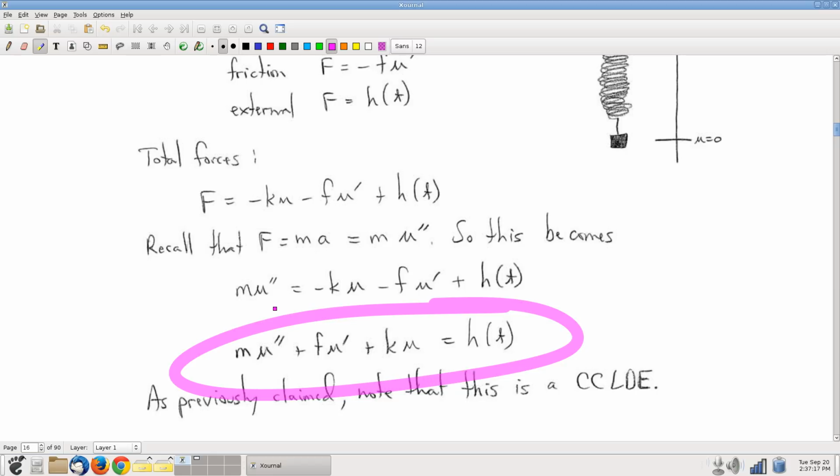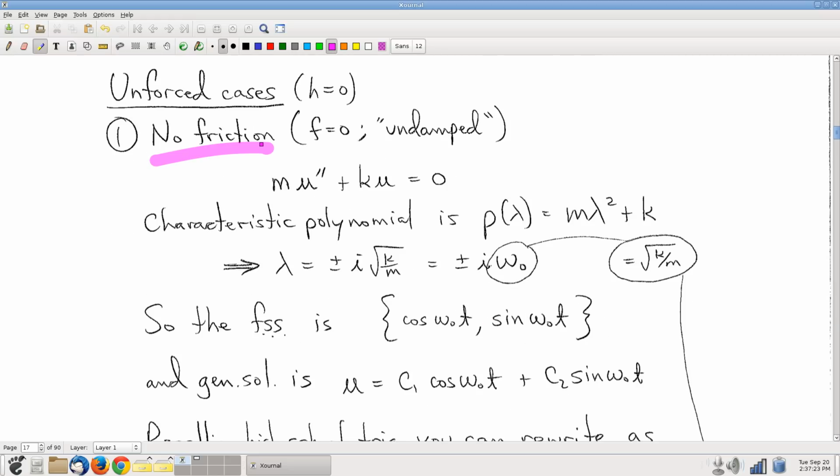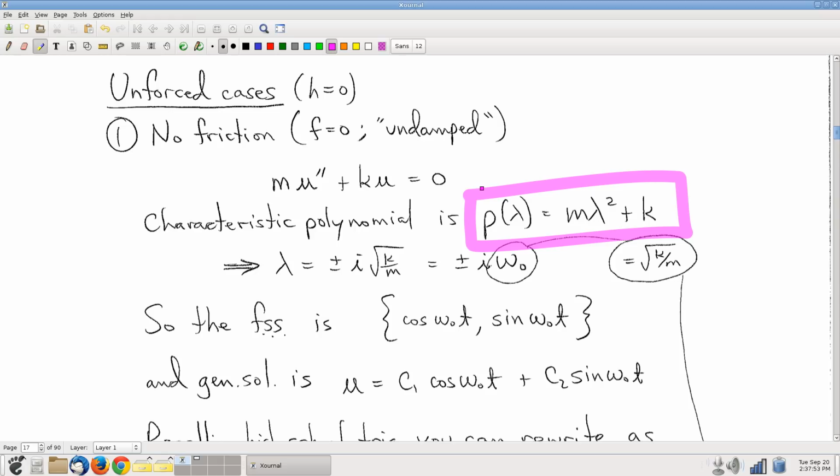All right, so what we're going to do for the rest of this section is solve this differential equation in various special cases. We're going to start off with the easiest special case, where there is no friction and also no external forces. You'll notice here that there's a conspicuous absence of the friction term. Also, no external forces, therefore no h of t on the right. So our differential equation simply turns into this. And we know how to solve these differential equations. Step 1, write down the characteristic polynomial.